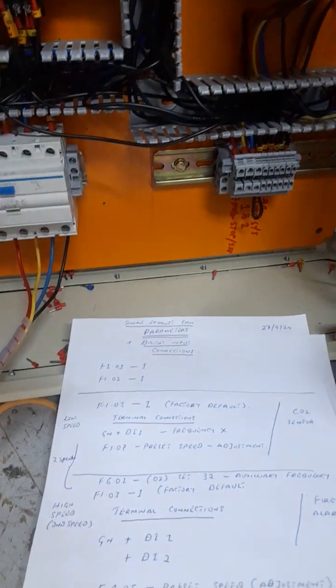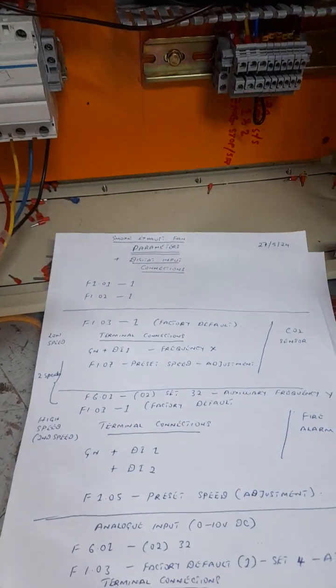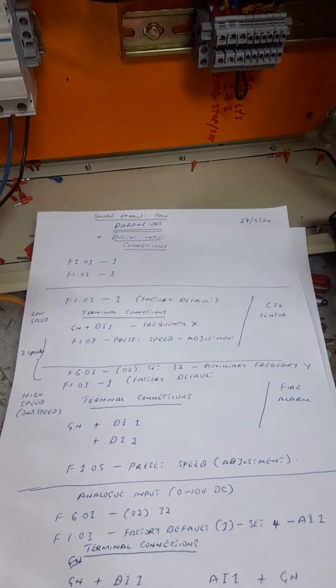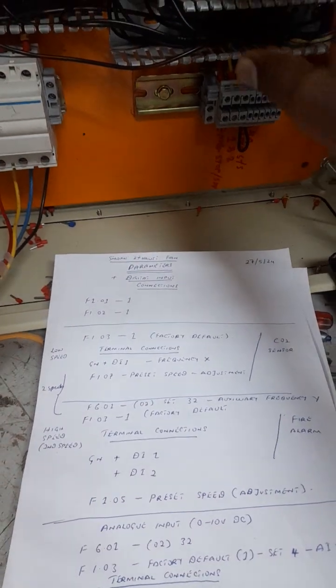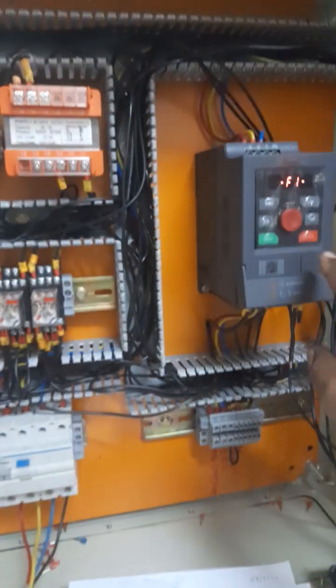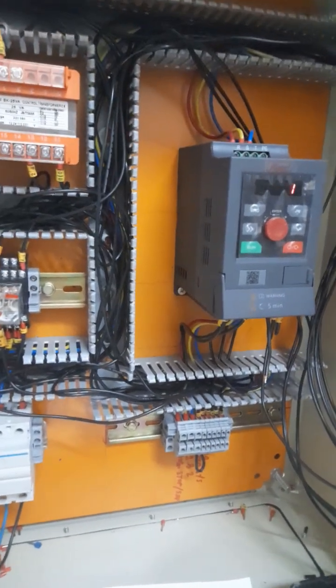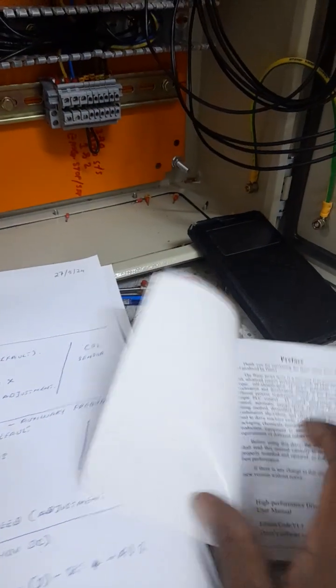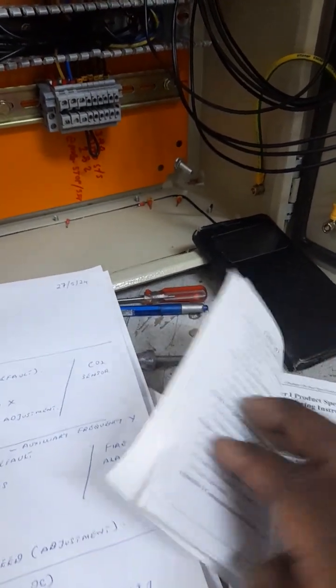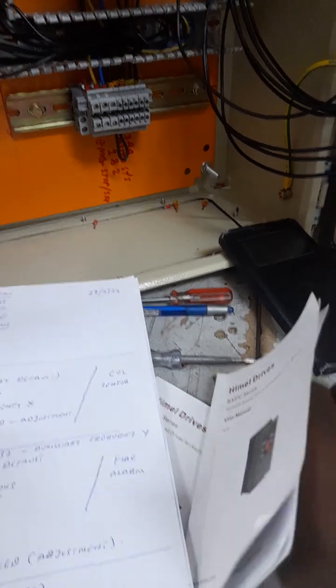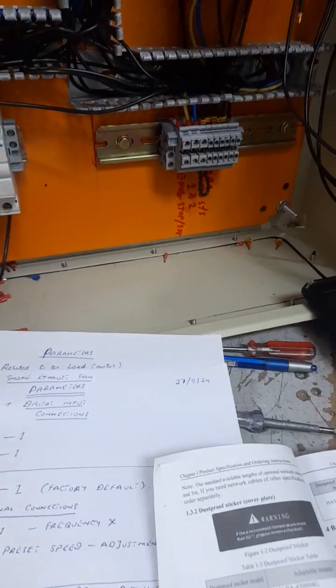So the first parameters that you're supposed to change, some already are in default, so you have to go to parameter f1.01. I set it at 1, and I think according to our book here, that is maybe the factory default already.